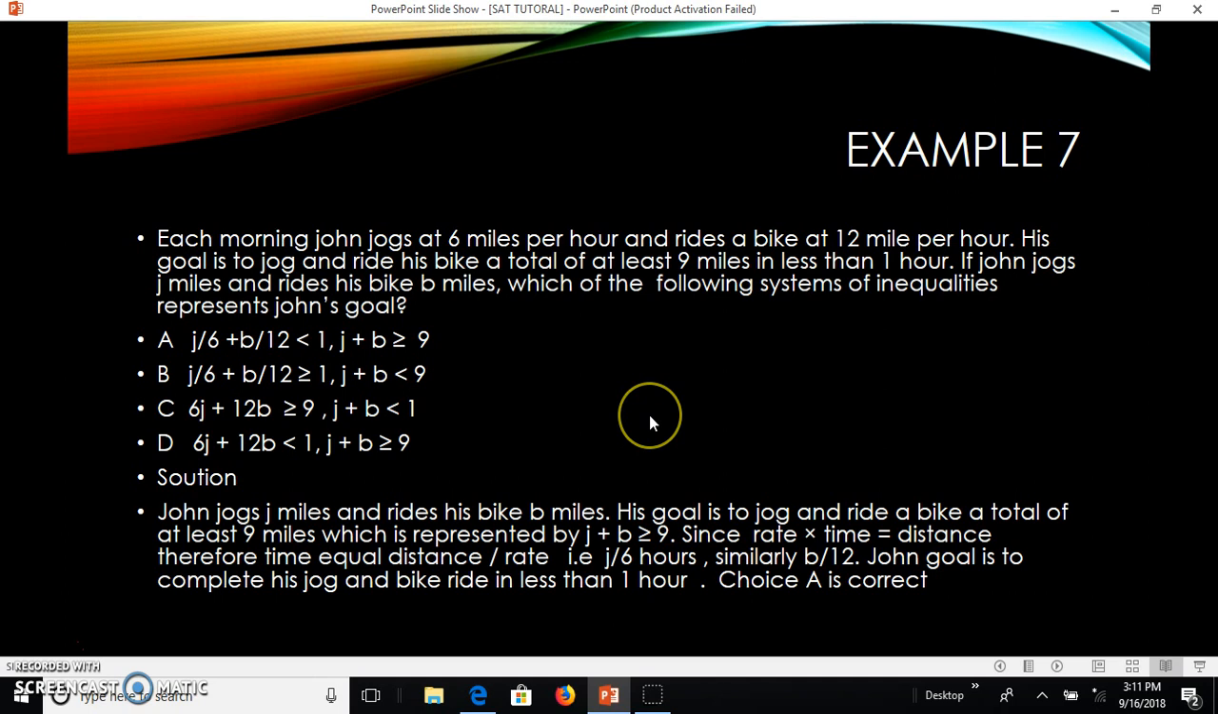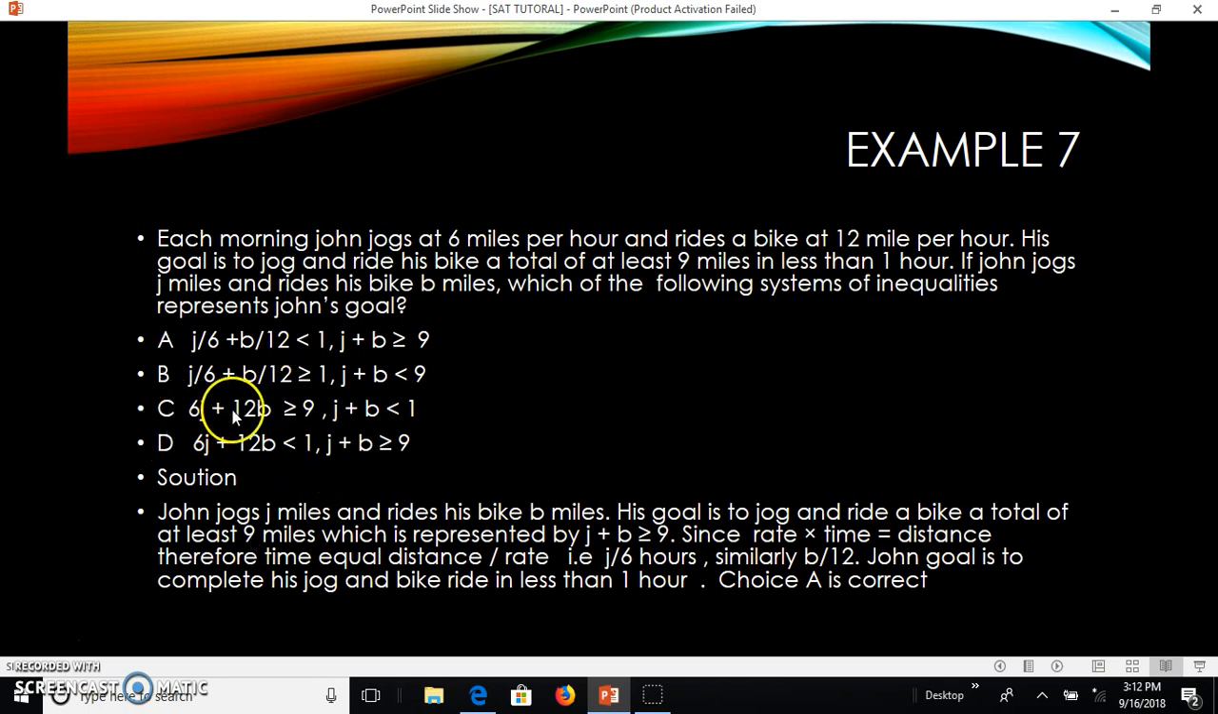Before we do that, let me quickly explain some things to you. John jogs J miles. No, this one is representing rates, talking about speed. So J miles is the total distance for jogging. His bike is B miles, and his goal is to jog and ride his bike a total of at least 9. At least means it can be 9 miles or greater than 9.